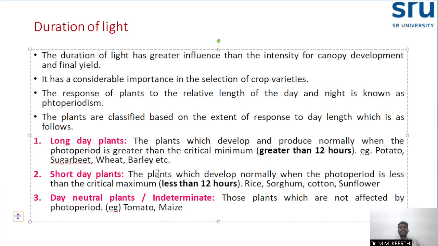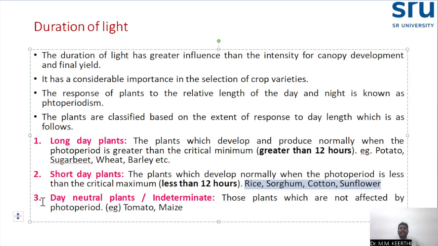What is meant by short day plants? They are plants which develop and produce normally when the photoperiod is less than 12 hours. So the critical maximum level is 12 hours. Examples: rice, sorghum, cotton, sunflower. These crops come under short day plants. So long day plants means potato, sugar beet, wheat, barley, which grow very well under more than 12 hours of sunlight. Short day plants grow well with less than 12 hours of sunlight: rice, sorghum, cotton and sunflower.